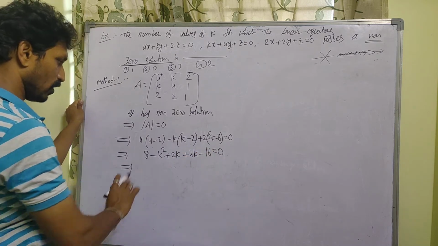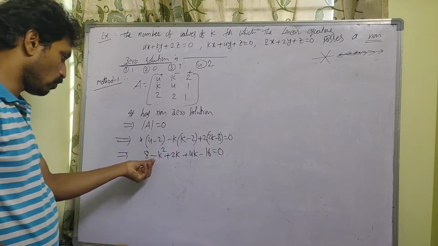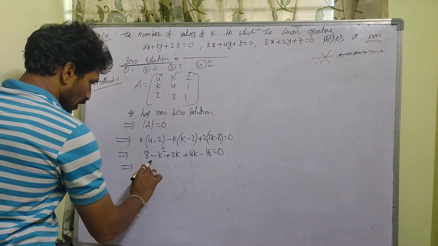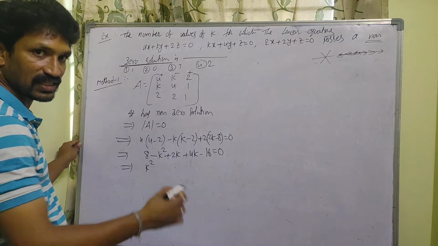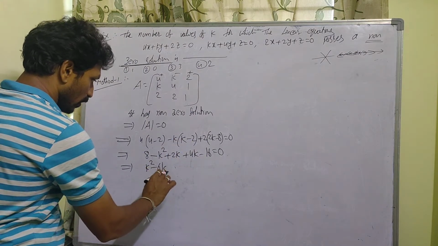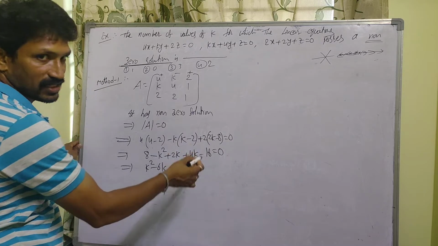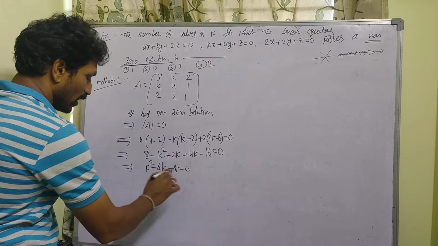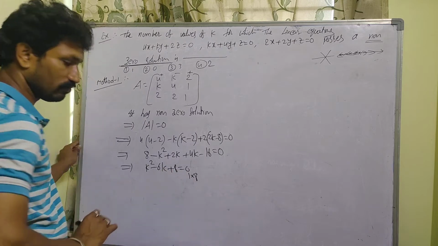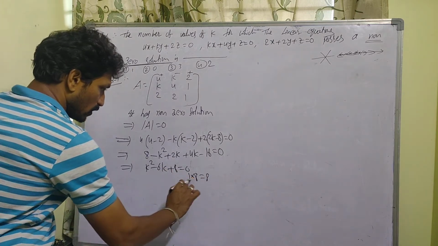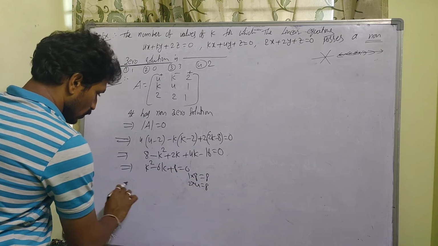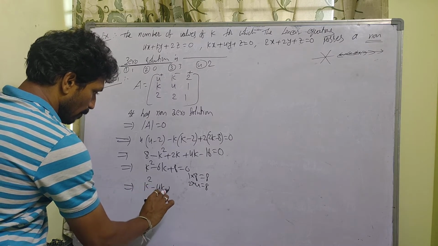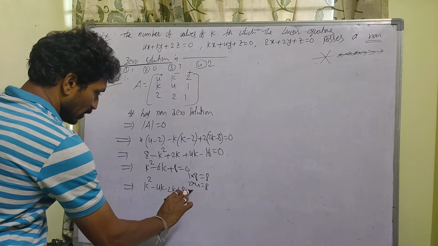To make k square positive, transpose all terms to that side. So plus k square, 2k plus 4k, 6k, that becomes minus 6k. 8 minus 16 is minus 8. So transfer that side, plus 8 is equal to 0. Factorize it. 1 8s are 8, 2 4s are 8. So this is nothing but k square minus 4k minus 2k plus 8 is equal to 0.